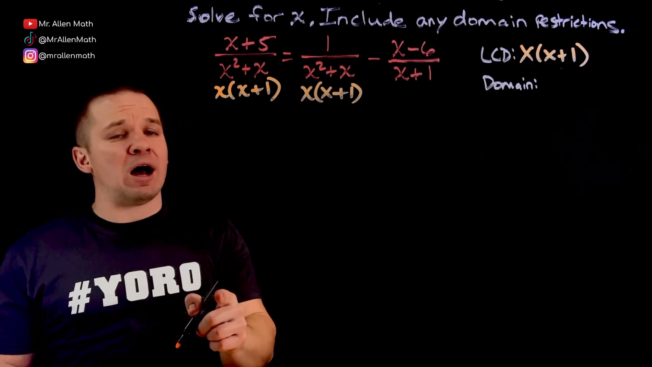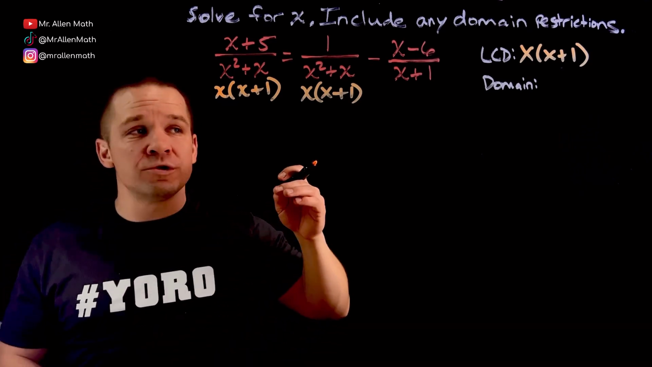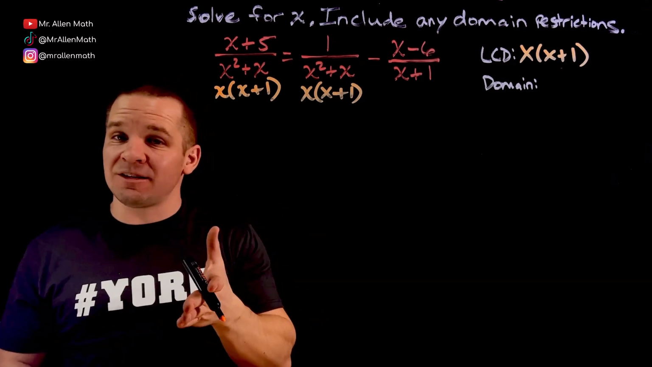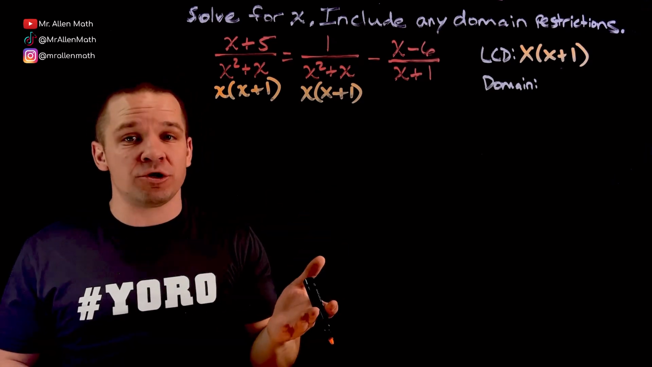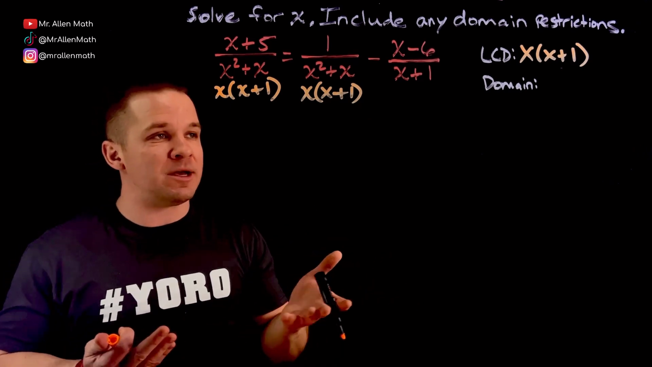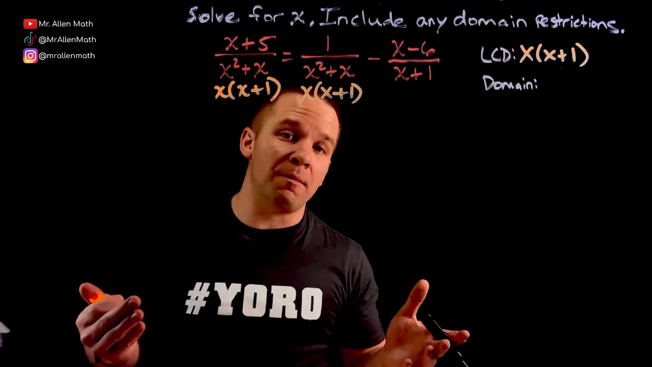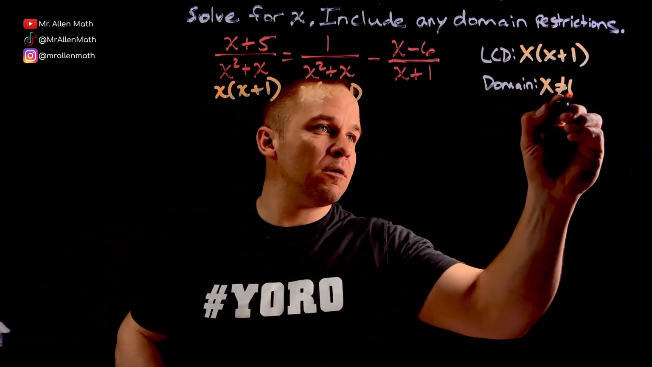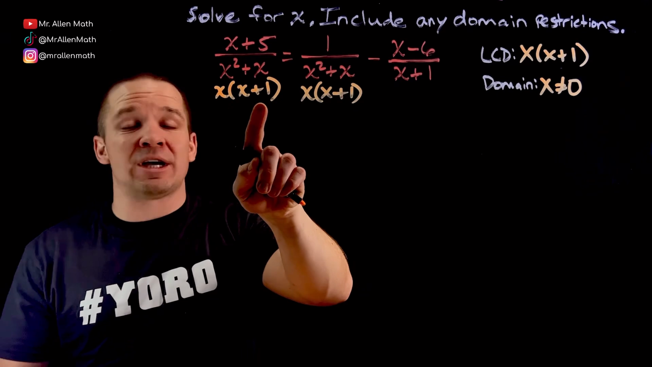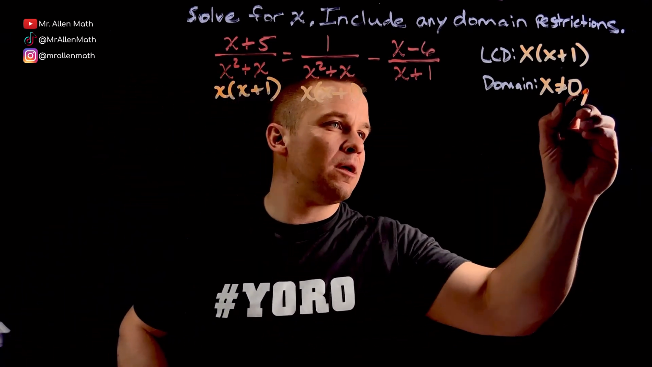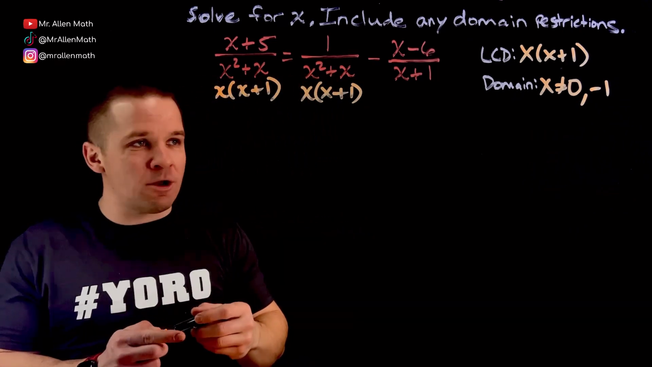And right now, I can go ahead and get my domain restrictions. It's whatever makes my denominator 0. I cannot divide by 0, so my domain restrictions are whatever makes my denominator 0, because that'll cause me to divide by 0, thus making the whole problem undefined. All right, so x cannot equal 0, because if I plug 0 in here, it's 0 times 1, which is 0. And x cannot equal negative 1. All right, there's our domain restrictions.